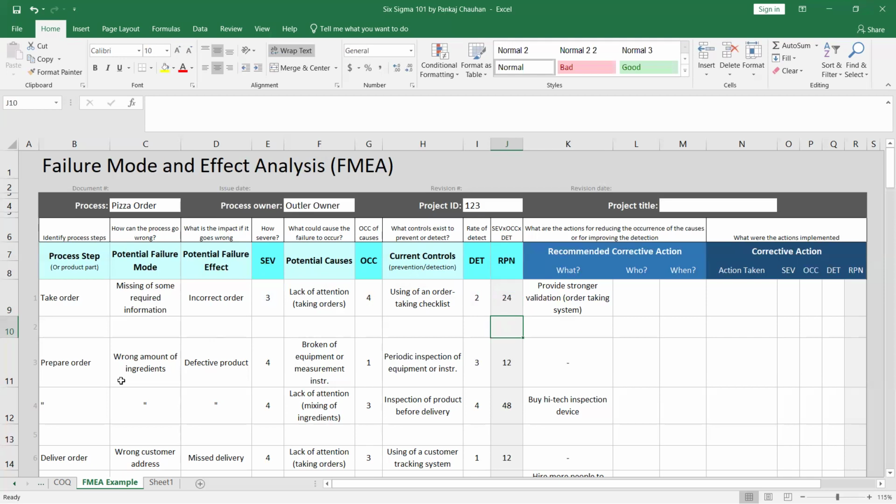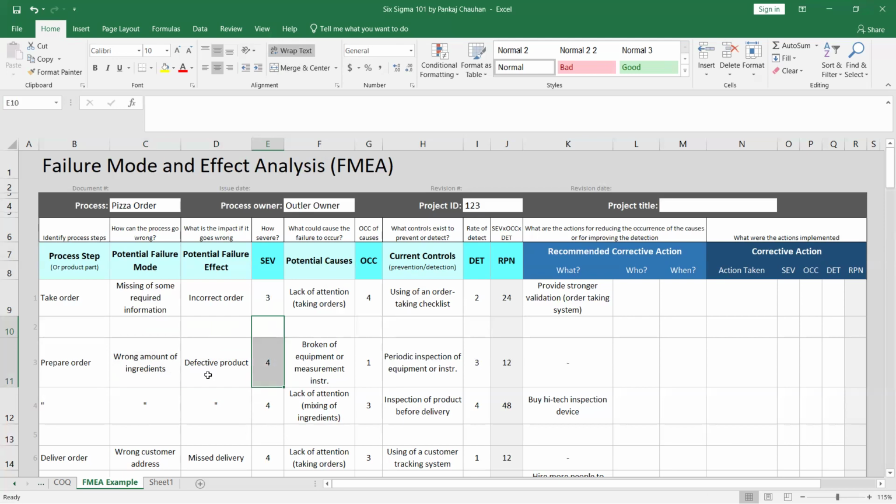Now, in a similar way, I have the second step, which is preparing the order. In preparing the order, what can go wrong? Potential failure mode is maybe the wrong amount of ingredient used. And what it will result in, if you are using the wrong amount of ingredients, is a defective product, which means the pizza will not be good or will not be eatable. So how severe will it be if it is a defective product? The ultimate objective is to have a tasty pizza. And if the pizza itself is not tasty, it's defective. So it's very severe. On a scale of 1 to 5, I am saying it's a 4.